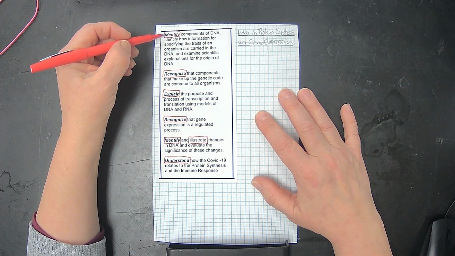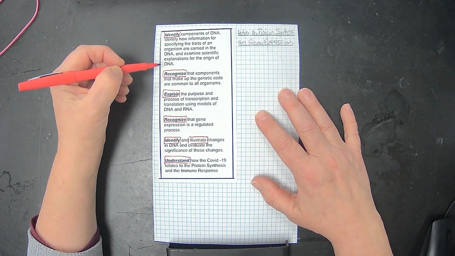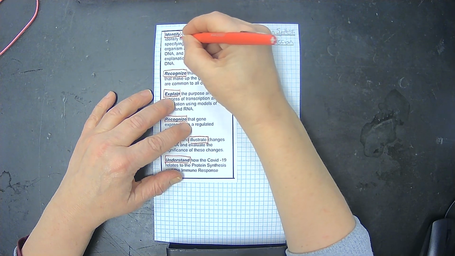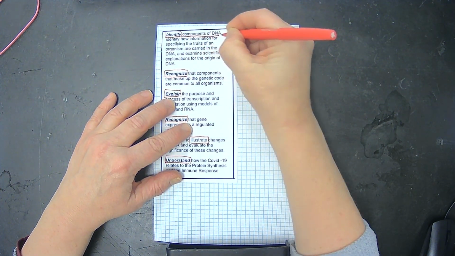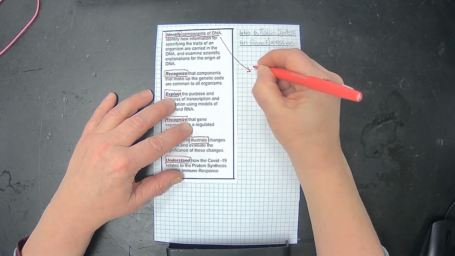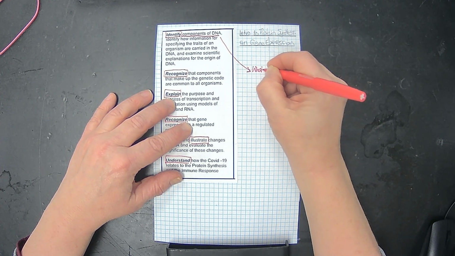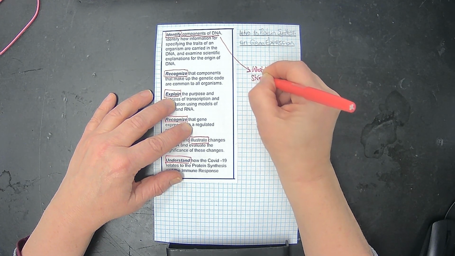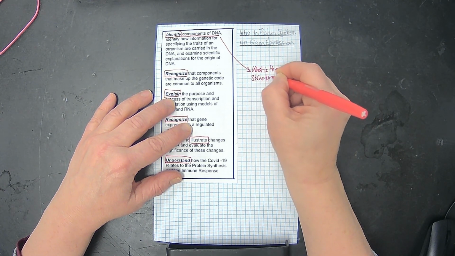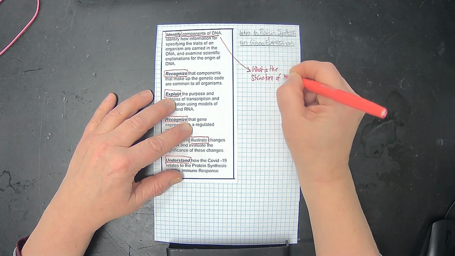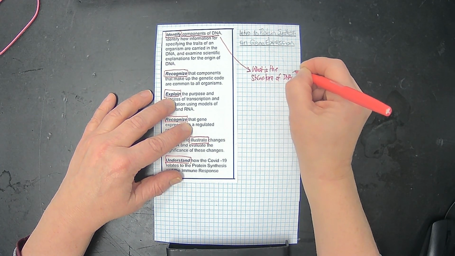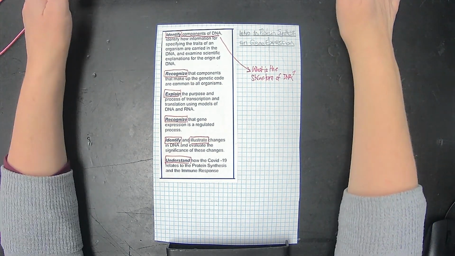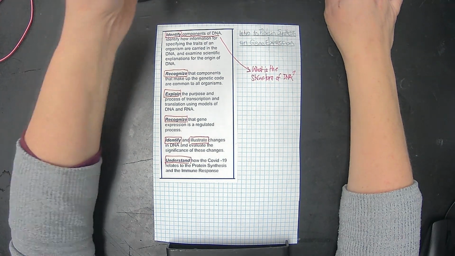So let's look at the first paragraph here. It says, identify the components of DNA. We know that that bit means, right, what is the structure of DNA? And that we have covered in Unit 4, which was when we did the cell cycle.